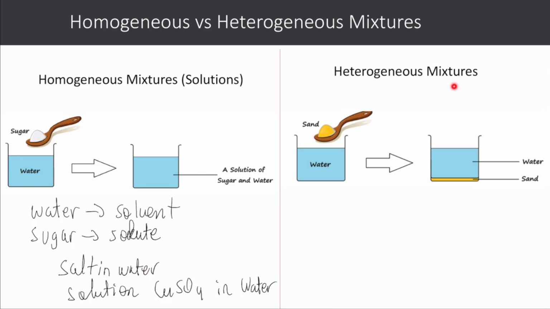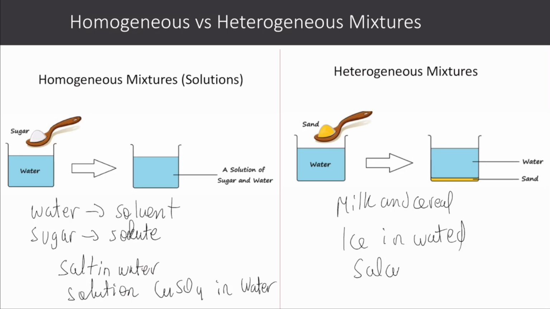Heterogeneous mixtures, on the other hand, have components that can be differentiated with the unaided eye. For example, we can have water and sand, and when you put the sand inside the water, it just sinks at the bottom. So you can differentiate between the two, and the properties of the two are retained. Other examples of heterogeneous mixtures include milk and cereal, ice in water, and a salad of fruits and vegetables.